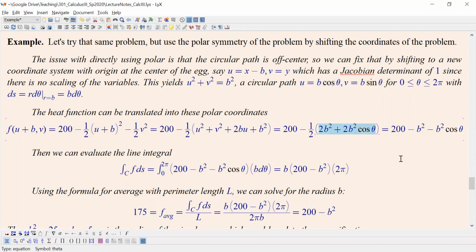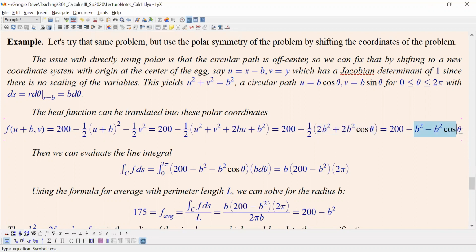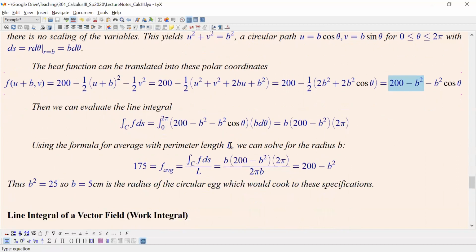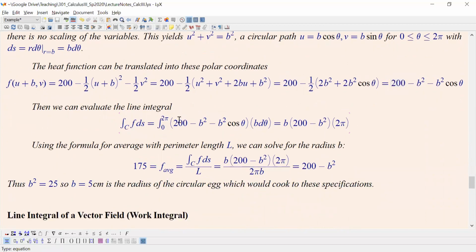Very similar form, almost identical to what we had before. And then simplified down to a 200 minus b squared with an oscillating term around it. So again, we're predicting that 200 minus b squared is our average value. And that's exactly what we get. Let's see how it works out. Well, plugging it in, it's the same function, right? It's the same function after simplifying it.